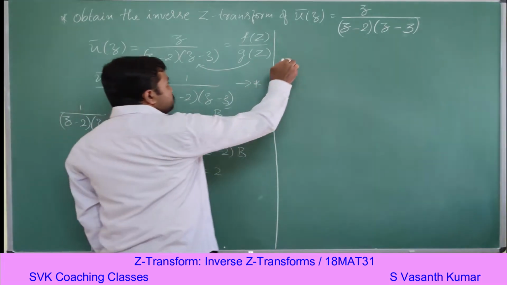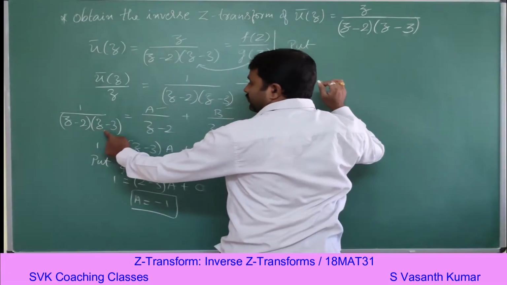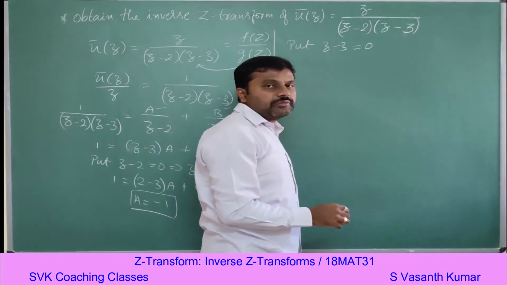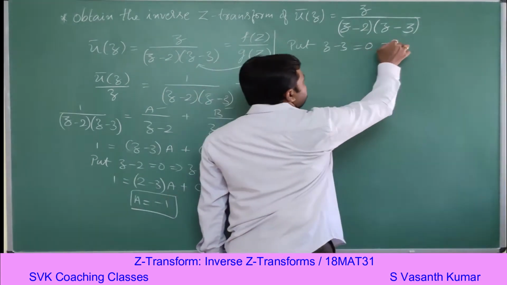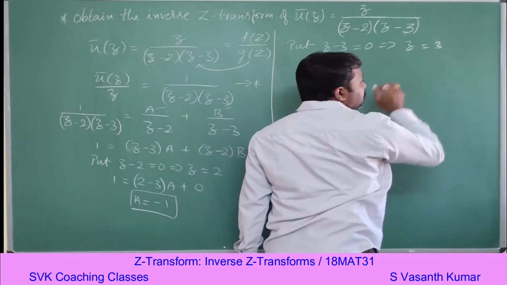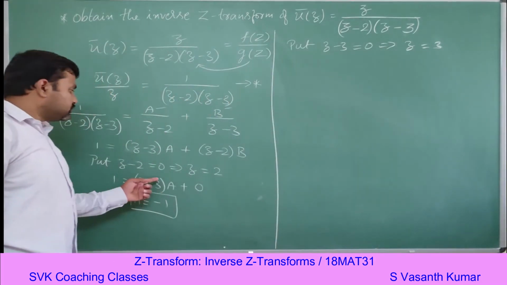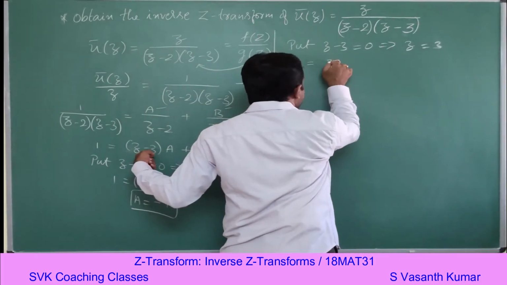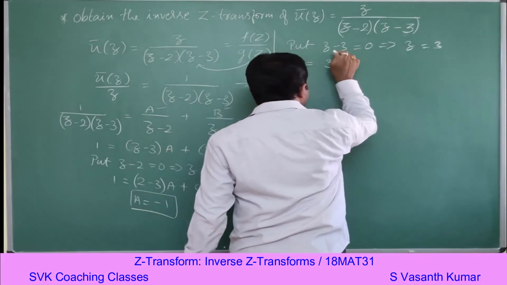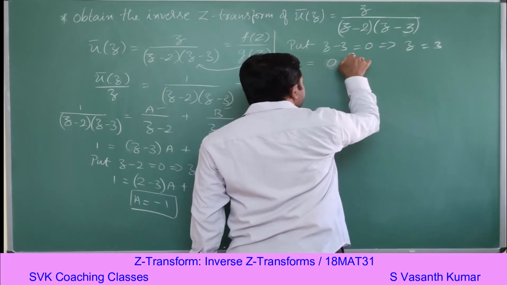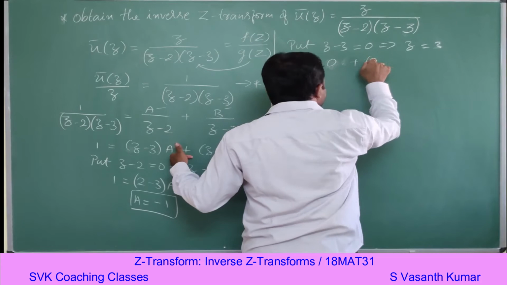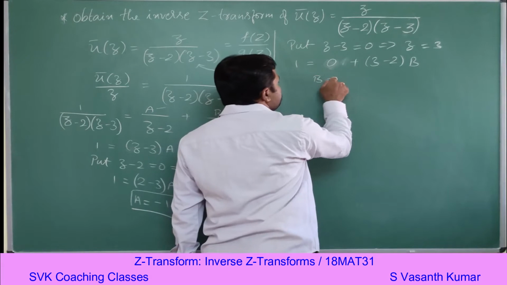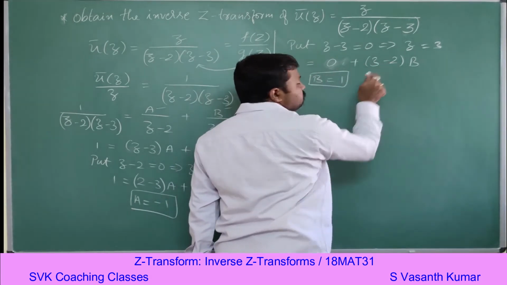Similarly, equating another factor to 0, put z minus 3 equal to 0. Then that implies z equal to 3 in this equation. So therefore you are going to get 1 equal to 3 minus 3, which is 0. Therefore 0 into a is 0 plus 3 minus 2 into b, which is nothing but b equal to 1, since 3 minus 2 is 1.